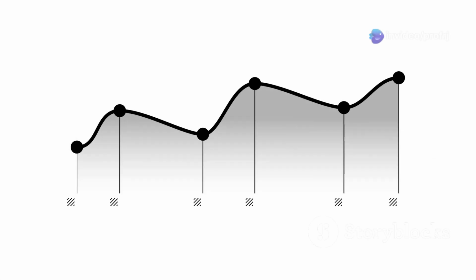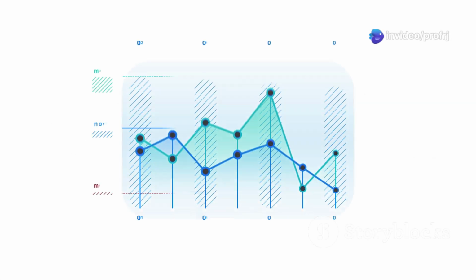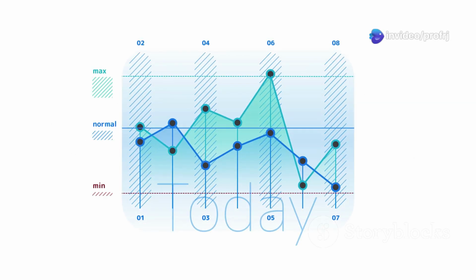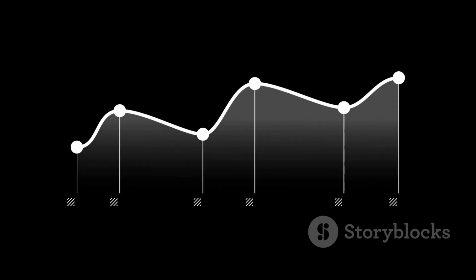Line charts are used to display trends over time. They connect data points with a line, showing how a particular variable changes over a period. Line charts are commonly used to track stock prices, website traffic, or temperature changes.